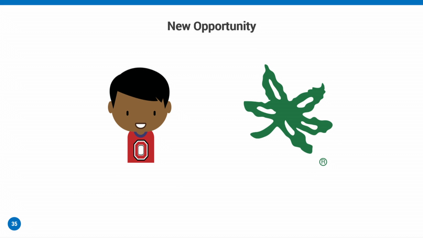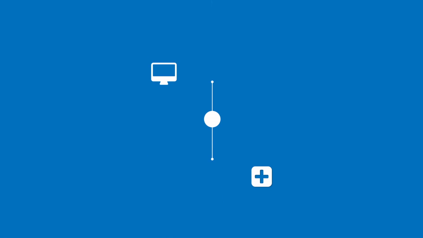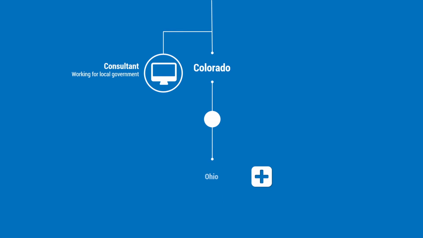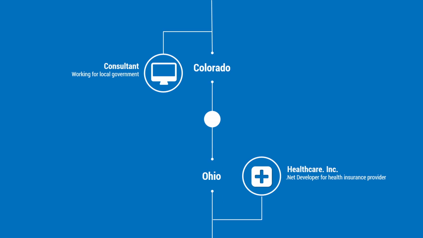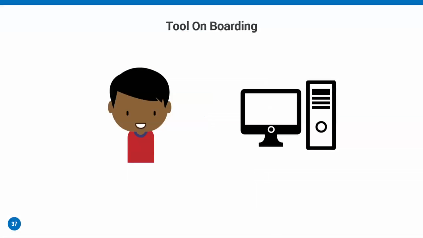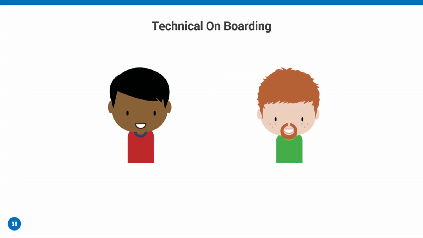But he got a new opportunity. So he packed up his stuff, moved from Colorado to Ohio to work for a healthcare company. So he shows up on a Monday morning, and he gets handed a computer and a list. These are the things you need to install in order for you to work. Visual Studio, SQL Server Management Studio, all this other stuff that needs to happen, right? This is his tool onboarding for his job, right?